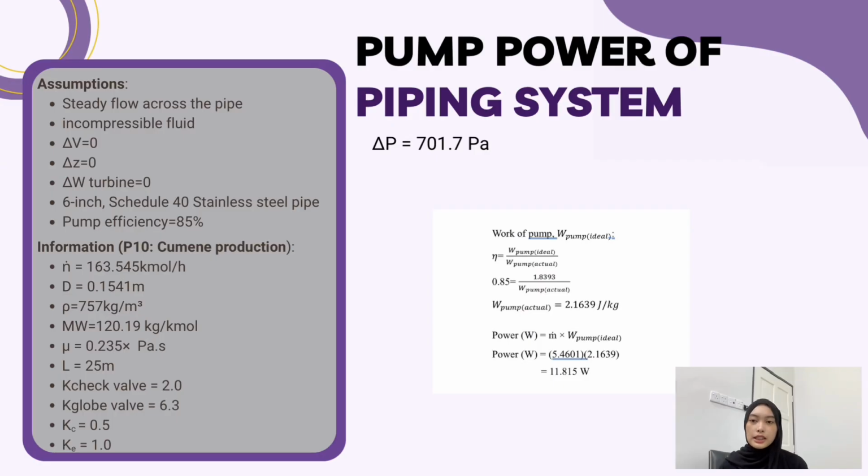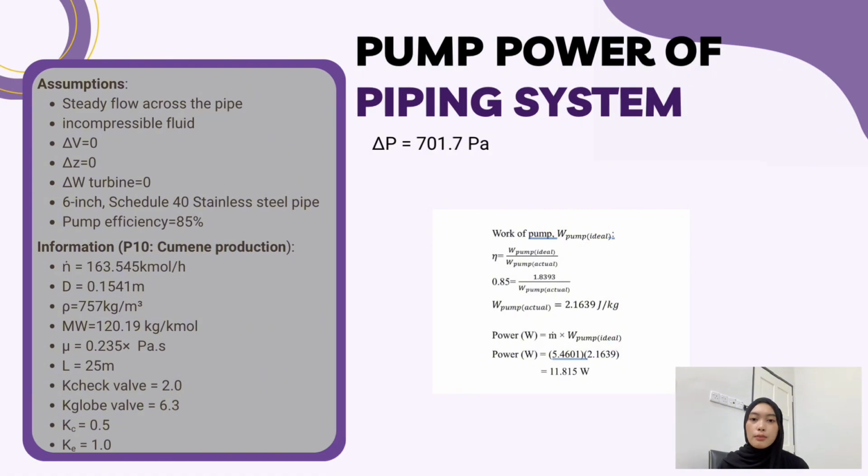Now we're going to calculate the pump power at P10, which is the stream for Cumene production. Firstly, we assume that the pump efficiency is 85%, and from the value we obtained earlier, we know that the pressure drop at P10 is 707.1 Pascal. Similarly to the previous one, we need to calculate the mass flow rate, the volumetric flow rate, velocity, Reynolds number, friction factor, and also friction loss.